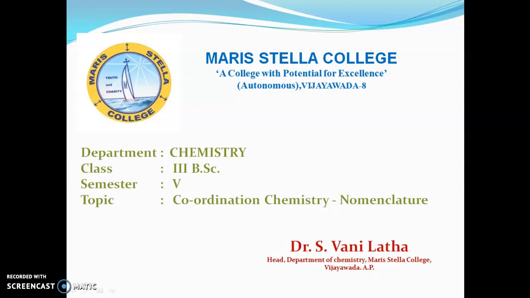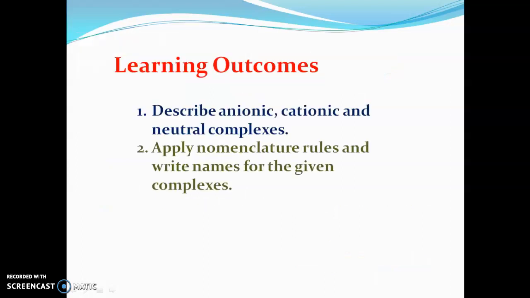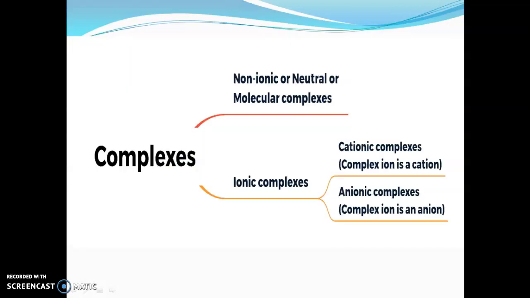In this video, I would like to discuss the nomenclature rules that are applicable to name the coordination complexes or coordination compounds. By the end of this video, students would be able to describe anionic, cationic and neutral complexes. They would be able to apply nomenclature rules and write names for the given complexes. Let us look into the different types of complexes and how to name the complexes.